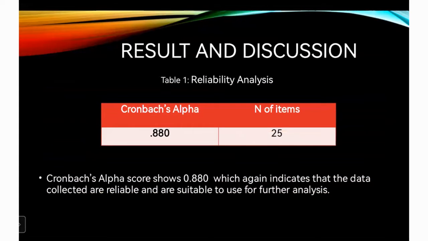This is my first result, known as reliability analysis. I did reliability analysis to check whether all the data and variables that we are using are reliable. As an outcome, the value is 0.880, which indicates there is reliability among the data. So it is suited for further analysis since it is greater than 0.7.